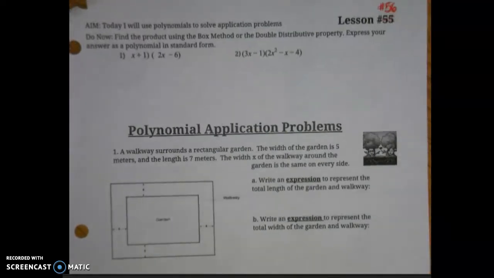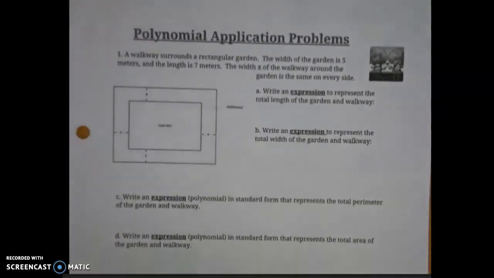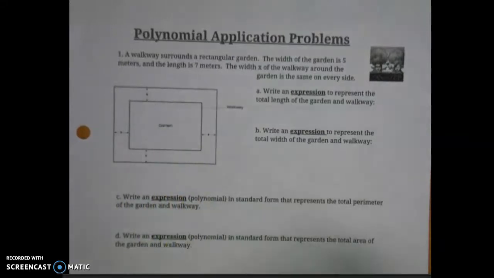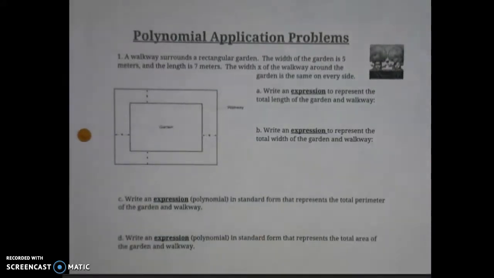You can check your do now on the answer key, and we will get into the lesson here. So first thing we'll do when we have a word problem is we're going to read the problem. A walkway surrounds a rectangular garden. They have a picture for us here, but usually if you see a word problem about a rectangle and they don't have a picture, you'll draw your own diagram. This one's drawn for us, so we can just continue to read.